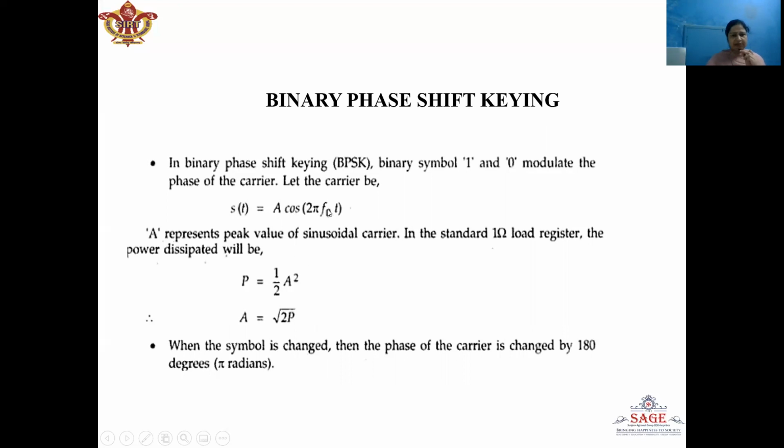Now, to express the binary phase shift keying signal in the form of an expression, first we will consider the carrier signal, which is given by A cos 2πf₀t, where A is the maximum amplitude of the carrier signal and f₀ is the frequency of the carrier signal. Now, for a carrier signal, the power of the sinusoid carrier signal is given by A²/2. So A is given by √(2P). So we can substitute A by √(2P).